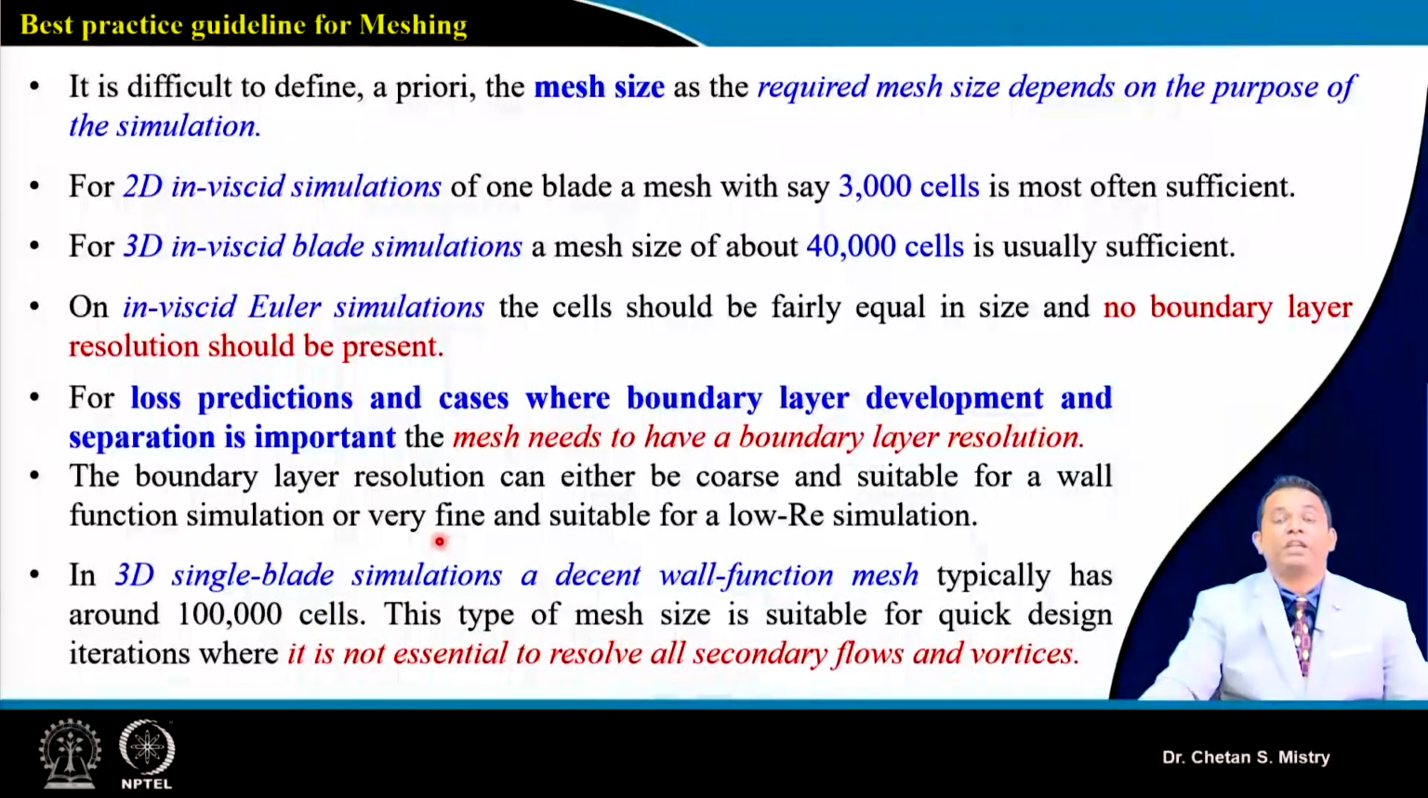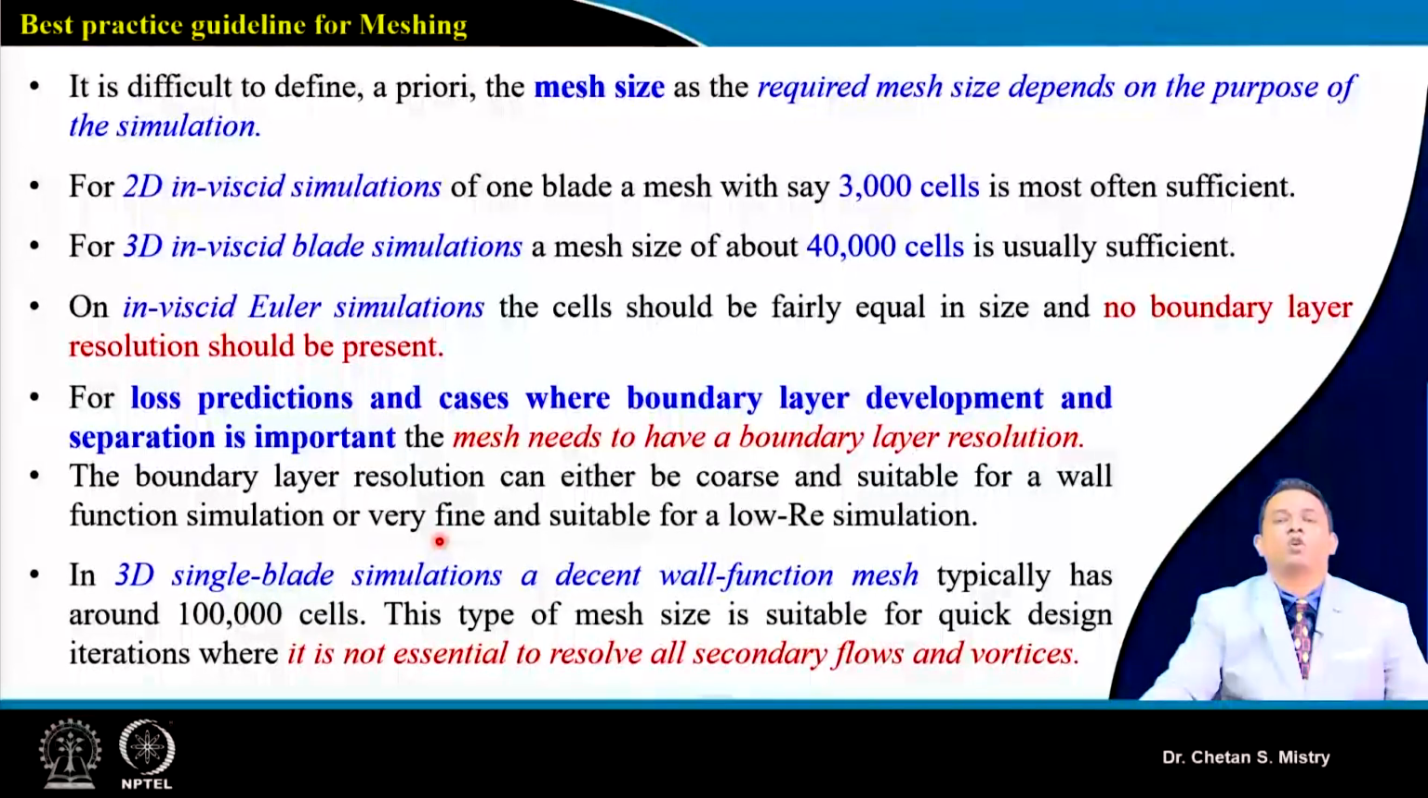So basically, when we are analyzing the flow over our blade surface, maybe a rotor surface or a stator surface, we are mainly going with the 3D simulation, where we are using a wall function mesh. There we are looking for around 1 lakh cells, 1 lakh elements. This type of mesh is suitable for the initial design.